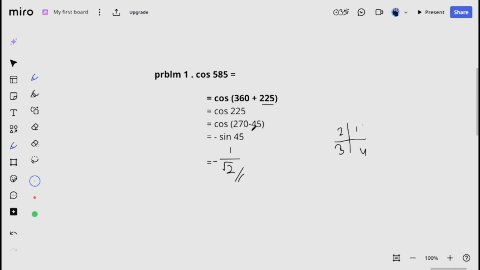So cos of 270 minus 45. Here the cos value will be negative, because only tan and cot are positive in the third quadrant. So it's negative. And with 270, the co-ratio will come, which for cos is sine. So negative sine 45. Sine 45 is 1 by root 2, which gives negative 1 by root 2. The end. Okay, that's it I had for today.